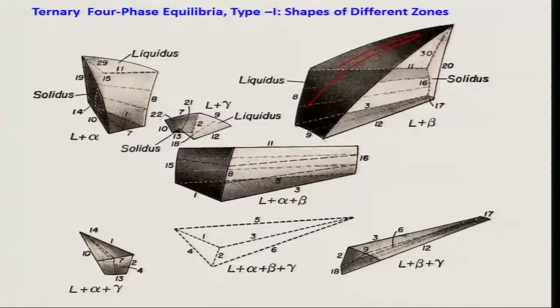Most importantly, the four-phase equilibria has a shape like a tetrahedron, but not a regular tetrahedron. It's going to be like this. One can draw it here. I have already drawn that for you. So this corresponds to the eutectic, and this corresponds to the other three phases, or the liquid and alpha, beta, gamma.